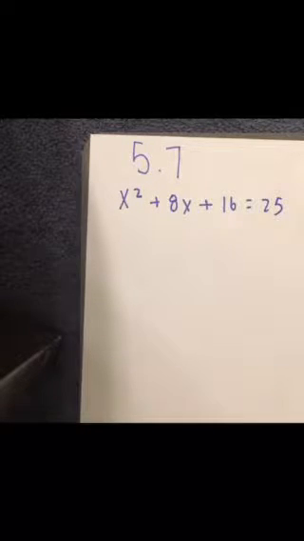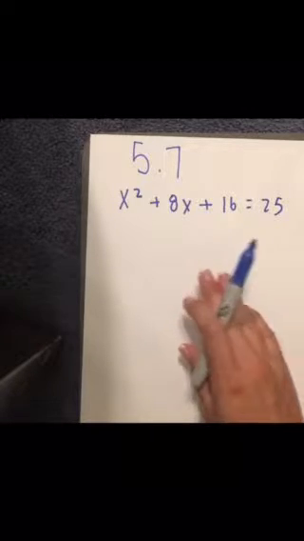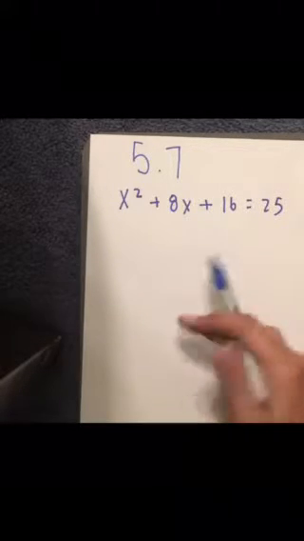So today we're going to be doing 5.7, completing the square. And completing the square is basically the process of finding the last term of a perfect square trinomial. And so we're going to start off easy with this equation, and this is a perfect square equation.